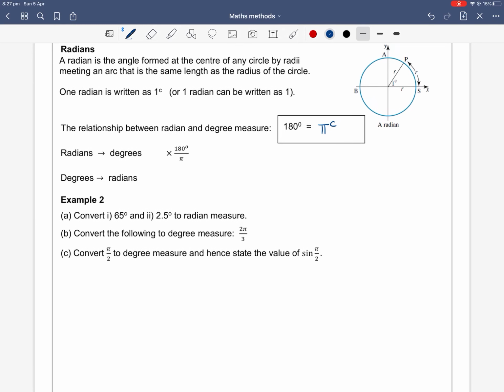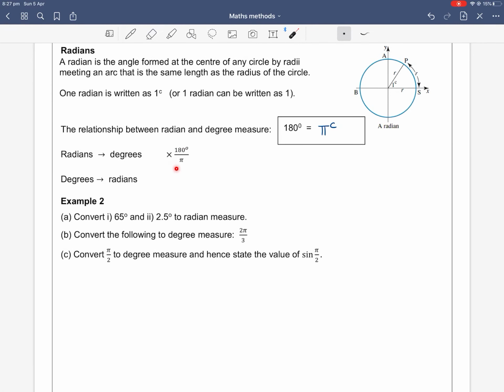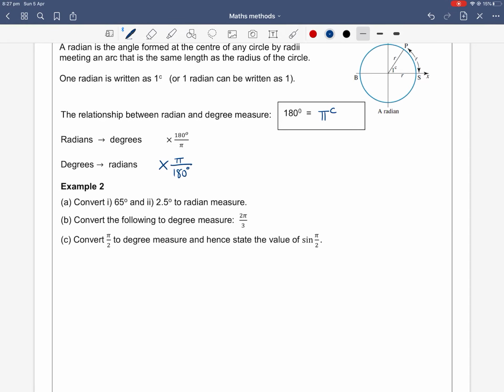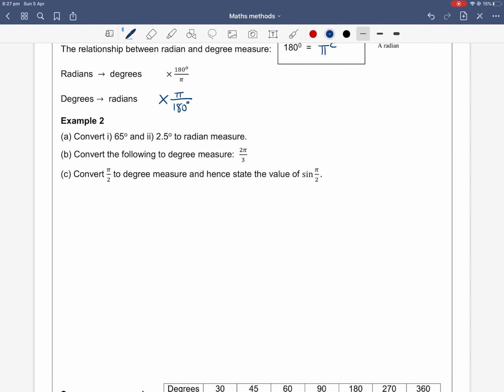So if we want to convert units from radians to degrees, just multiply by 180 degrees on pi. On the other hand, if you want to reverse that process, changing degrees to radians, just multiply by pi on 180 degrees. So example 2, trying to change some units.